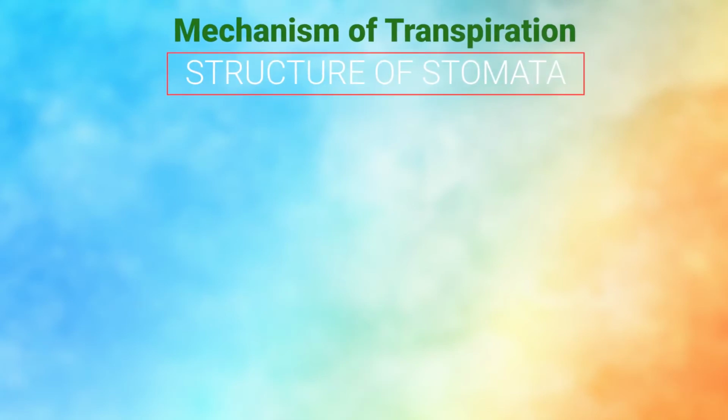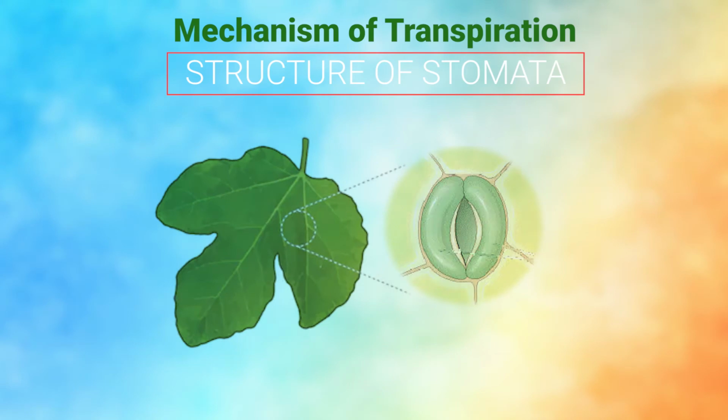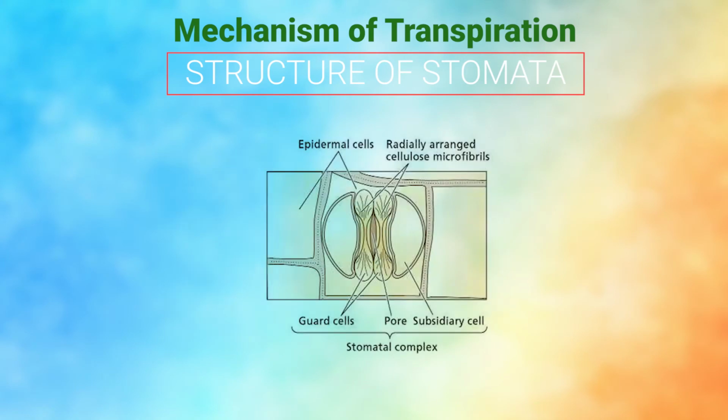Now, to know the mechanism of transpiration, we have to understand the structure of stomata, as we have studied that opening and closing of stomata regulate transpiration. Stomata are very minute openings or pores on the epidermal layer of all plant organs except the root. The pore is surrounded by two guard cells. These guard cells are responsible for regulating the opening and closing of stomata. The guard cells are either kidney-shaped or dumbbell-shaped.